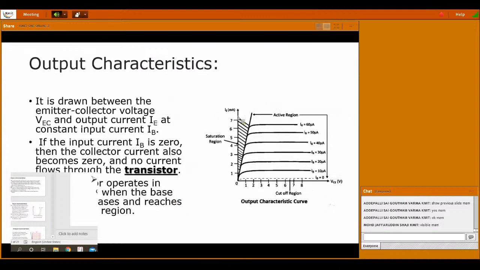Next, output characteristics of common collector configuration. The output characteristics are drawn between the output voltage and the output current. Output voltage is VCE, output current is IE, with fixed input current IB. So for the different input currents, we have observed your output current variation. IB for 60 microamps, what is the amount of current. So here we have IE in the range of milliamps, whereas IB is in the range of microamps.